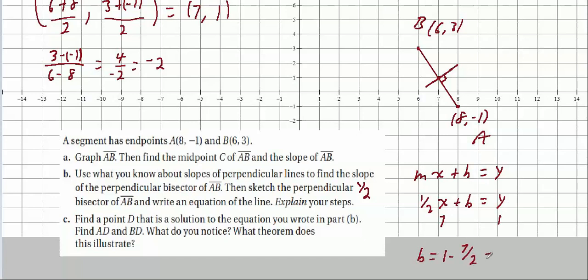That's minus 2.5, isn't it? You can check that. 7 over 2 is 3.5. 1 minus 3.5 is minus 2.5. So, works for me. So the equation here should be 1/2 x minus 2.5.